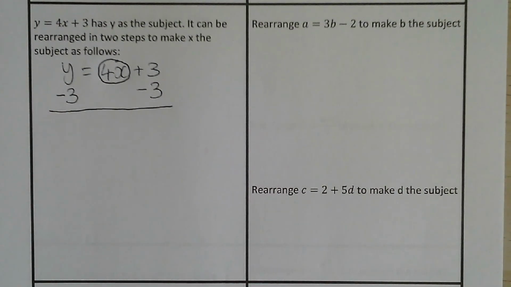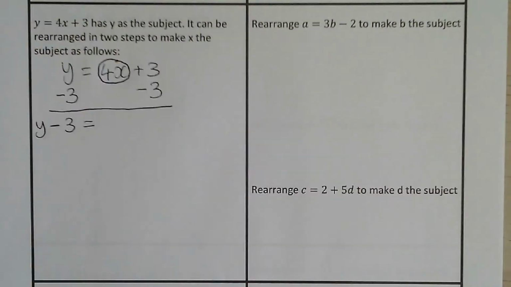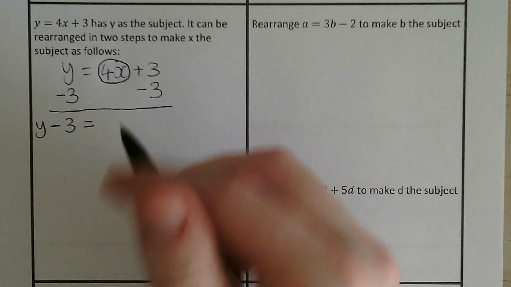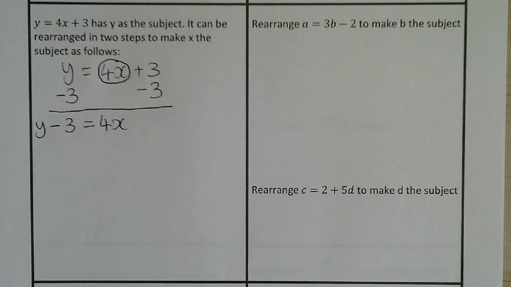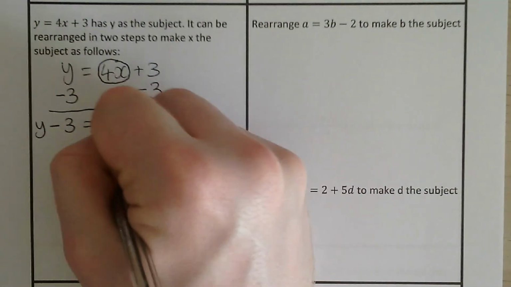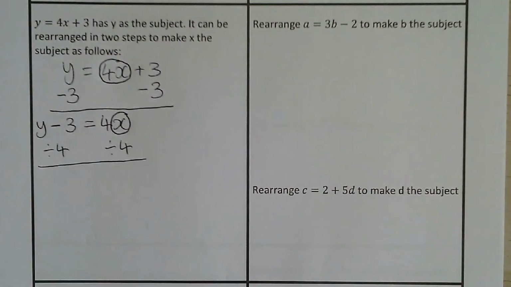These are not like terms, so we cannot subtract them, so we must just write the 2 terms out like so, y take away 3. The equal sign drops down, the 4x will drop down, but the plus 3 take away 3 will cancel each other out. We're not done because x is not isolated by itself, so to do that we need to get rid of the times by 4 in front of it. This means we need to divide both sides of the formula by 4.